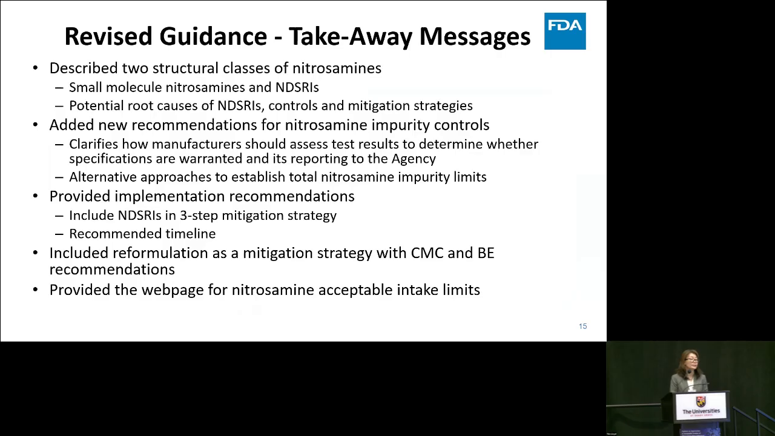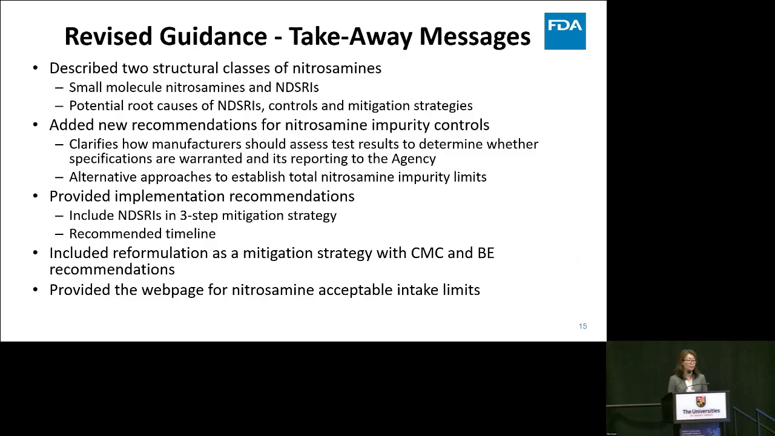For this revised guidance, as a conclusion, I want to give you this take-home message. This guidance describes 2 structure classes of nitrosamines. You already know they are small molecule nitrosamines and NDSRIs. It also provides potential root causes of NDSRIs along with their control and mitigation strategies. This guidance added new recommendations for nitrosamine impurity controls. It also clarifies how manufacturers should assess the test result to determine whether a specification is needed for your case, and its reporting channel to the agency.